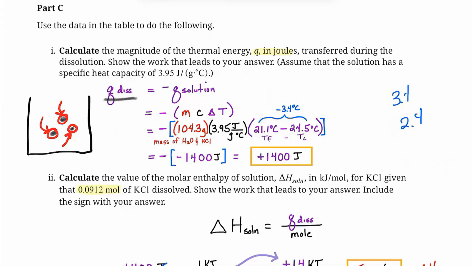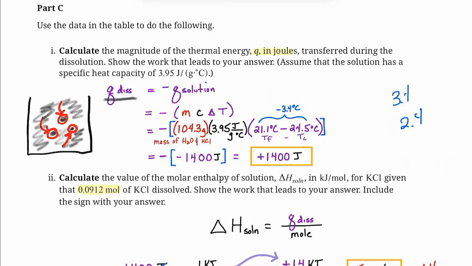So we can't do that. All we can do is get the surrounding temperature of the calorimeter, which we'll call the solution. And to do that, we need the mass of the solution, right? So the mass of the solution is the mass of the water plus the KCl. On the previous page, if you add the water and the mass of the KCl, you'll get 103.